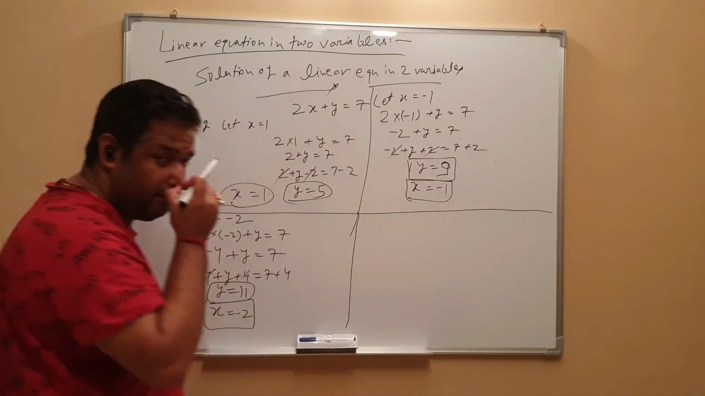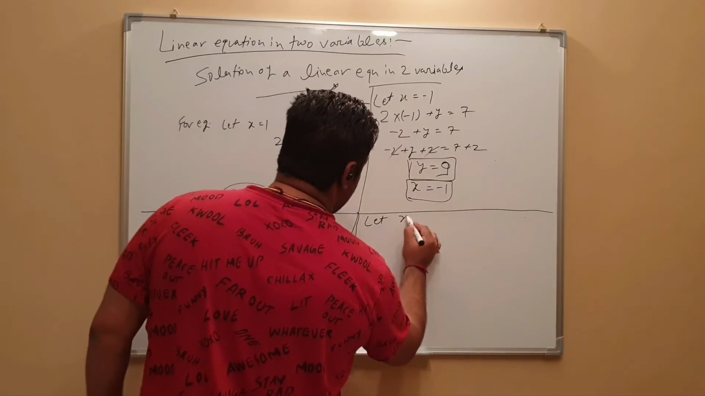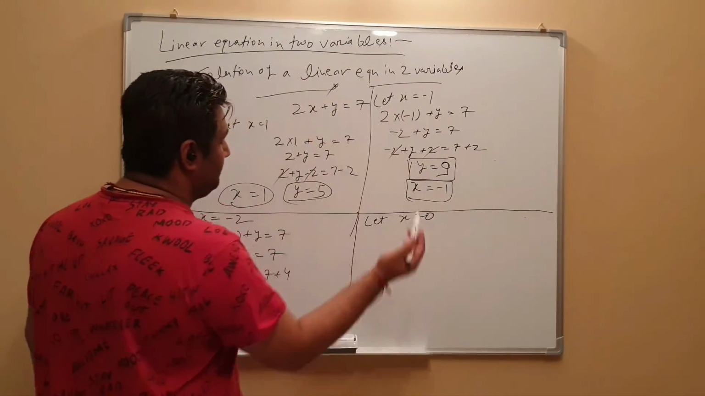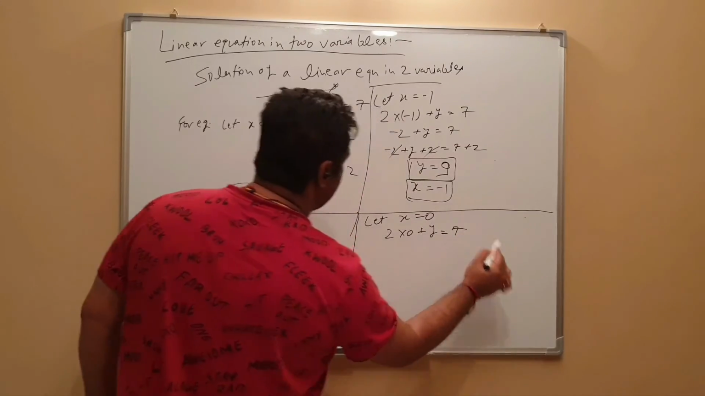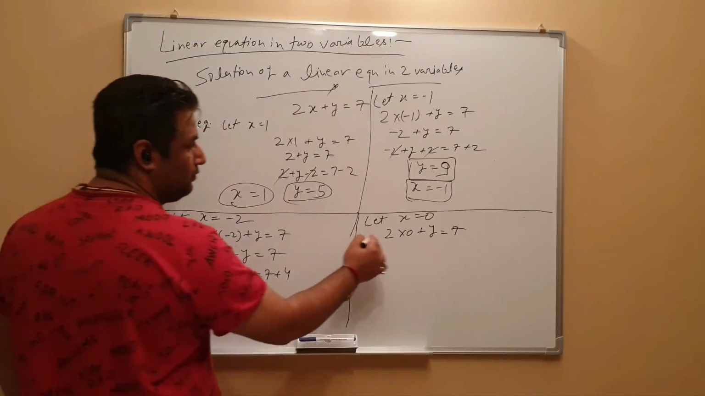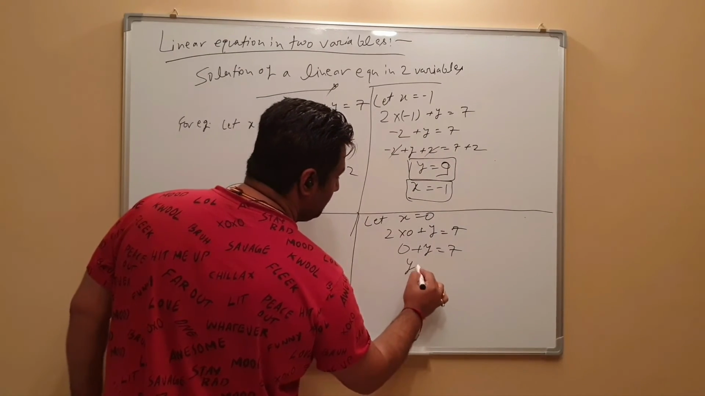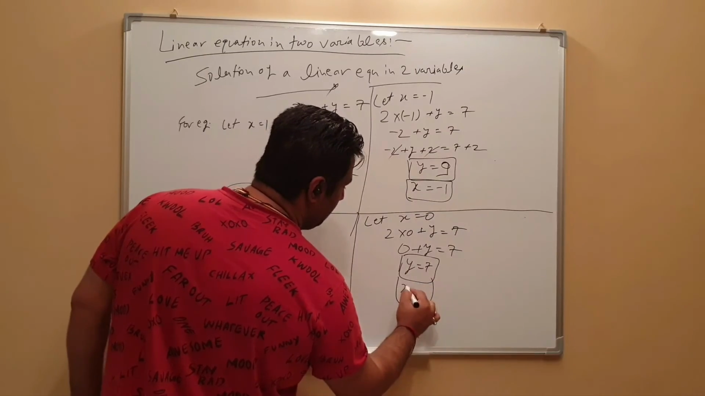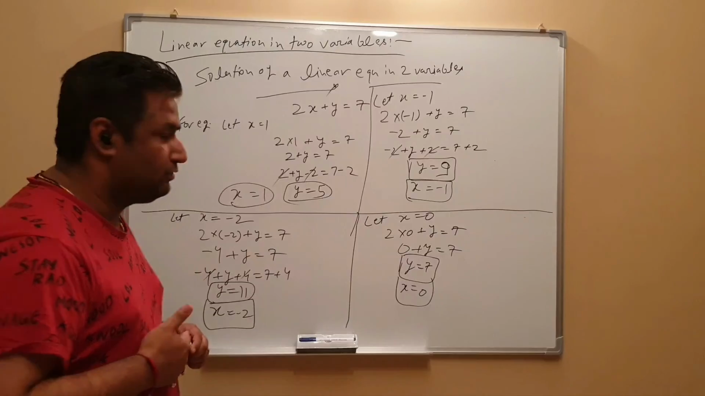Let us do one more. As I told you, we will be finding 4 solutions. So now let x equal 0. We will substitute it here: 2 times 0 plus y equals 7. 2 times 0 is 0, so 0 plus y equals 7. So y equals 7. This will be one more solution of the equation. So we have found 4 solutions for this.